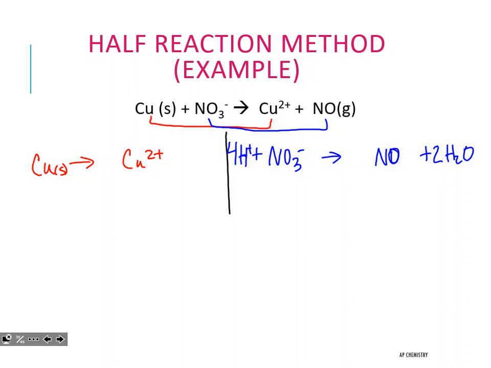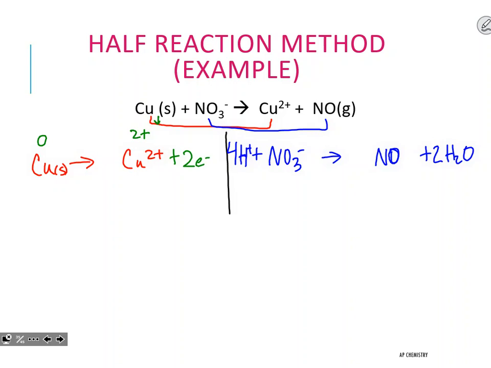Balance the charge by adding in electrons. Well, if you look over here, copper solid is 0. Okay, this is 2 plus. So we need this side over here to add up to 0. So where are we going to put the electrons? And how many do we need? 2 electrons. Very good.